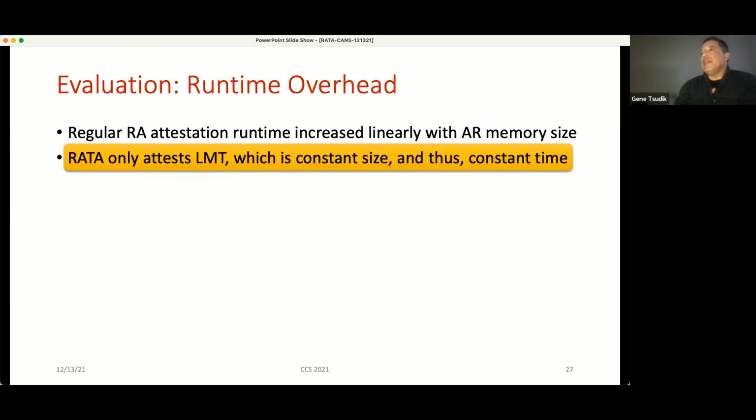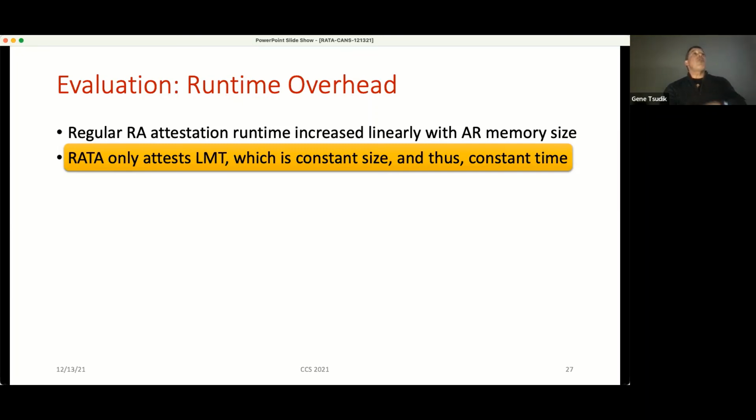Finally, runtime overhead. I remind you that if you recall how I defined remote attestation, it requires computation of a cryptographic function like an HMAC or a CBC-based MAC over the entire memory. So the runtime or the overhead is linear with respect to memory size. Well, in RATA, the only thing that is attested initially is the LMT, which is a fixed length value. So clearly its overhead is constant, right?